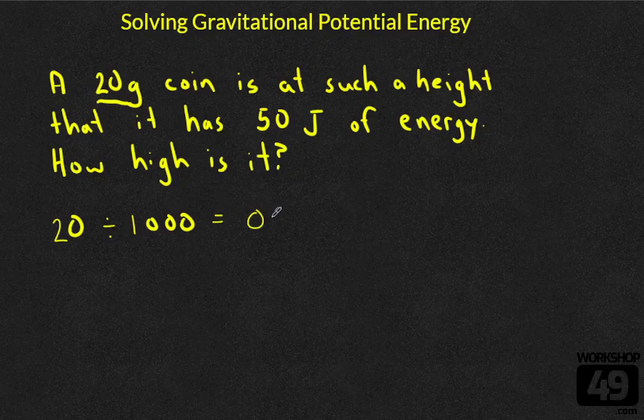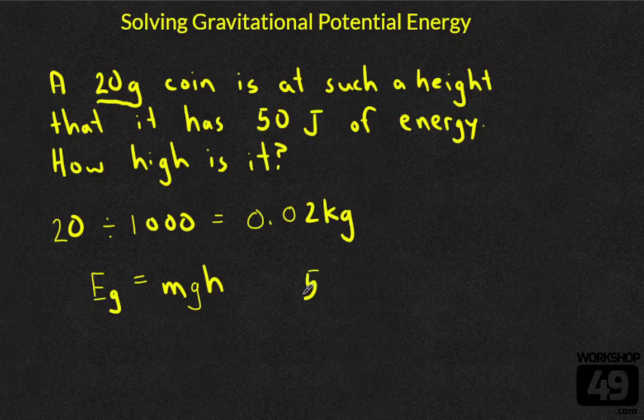And you're going to get 0.02 kilograms. If you forget to do that, you are going to have one powerful little coin at the end. Now that we've converted this into kilograms and we've been given joules, we're going to try and solve the height. We still use the same equation. Our energy gravitational is equal to mass times gravity times height. And let's fill in what we know. The energy is 50 joules.